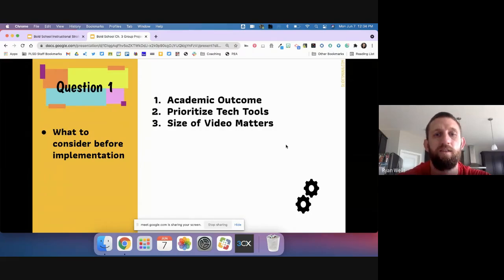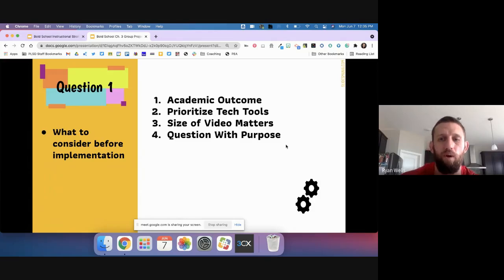Number 3, the size of the video matters. They said in this chapter, the most effective videos are anywhere between 2 to 3 minutes, because if we go a little bit longer, the kids' engagement and understanding is going to go down. So you want to keep it between 2 to 3 minutes, and then that time is going to be extended if you incorporate the interaction within the video.